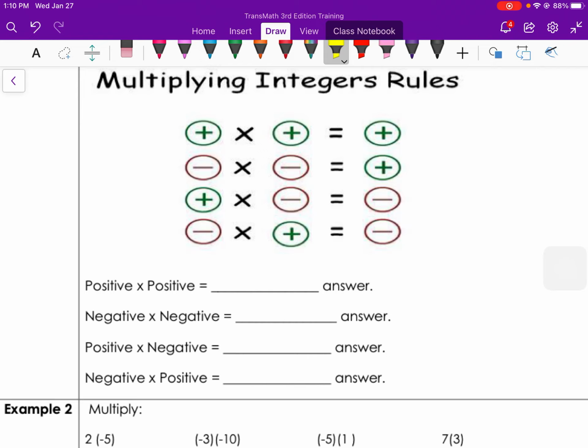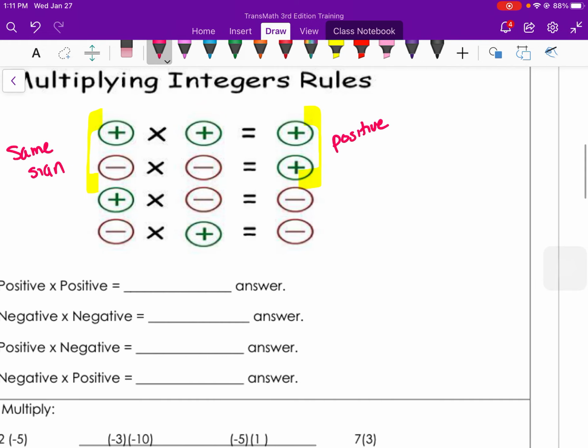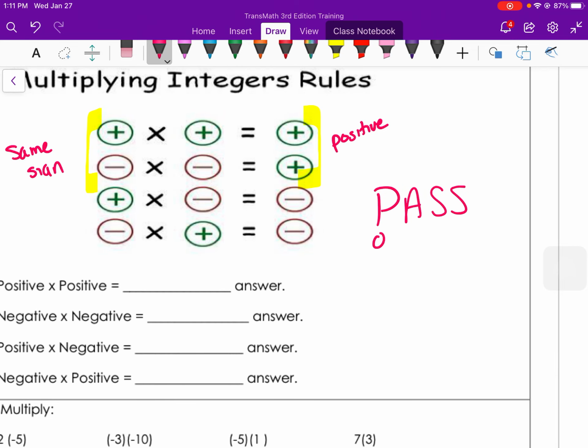Anytime the signs are the same, then your answer is positive. And then if the signs are different, the answer is negative. Sometimes we call that the PASS rule, and that means it's a positive answer when you have the same sign. So that's what PASS stands for: Positive Answer, Same Sign. So that's another way to remember it.